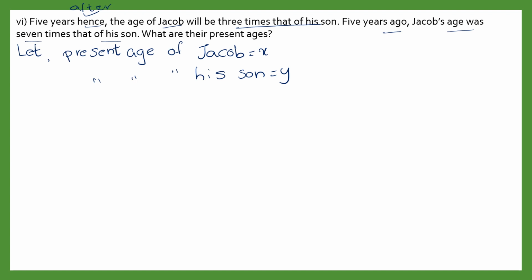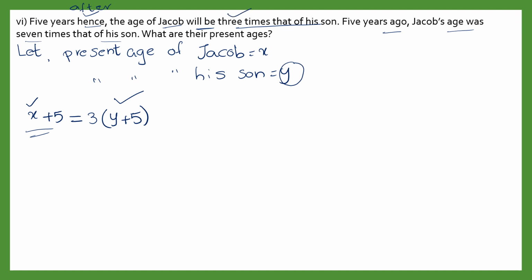Okay. After 5 years, the age of Jacob. The present age of Jacob is x. After 5 years, Jacob's age will be what? x plus 5. After 5 years, his son's age will also be y plus 5. The present age of the son is y. After 5 years, the son's age will be what? y plus 5.